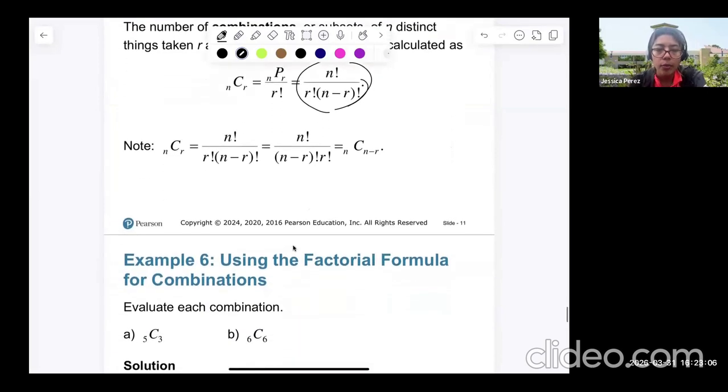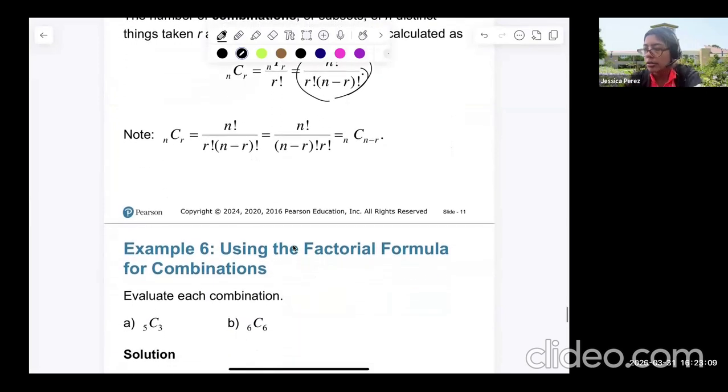Now, how would we evaluate a combination? The first thing you want to do is 5C3. So then n is 5 and r is 3.